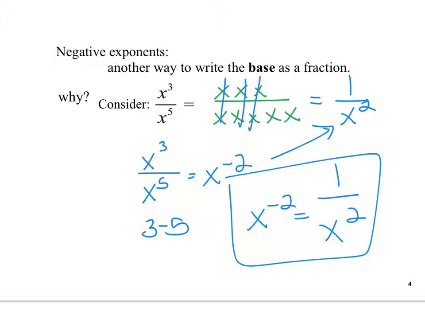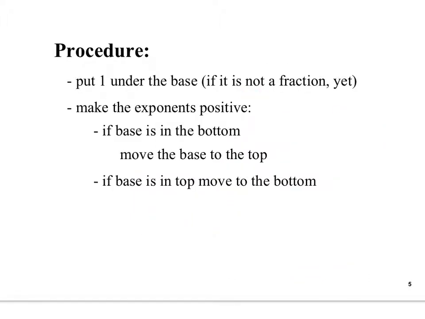So let's go over this a little bit more. To do this, we put 1 under the base if it's not a fraction yet. Then make the exponents positive. If the base is on the bottom, move it to the top. If this base is on the top, move it to the bottom.